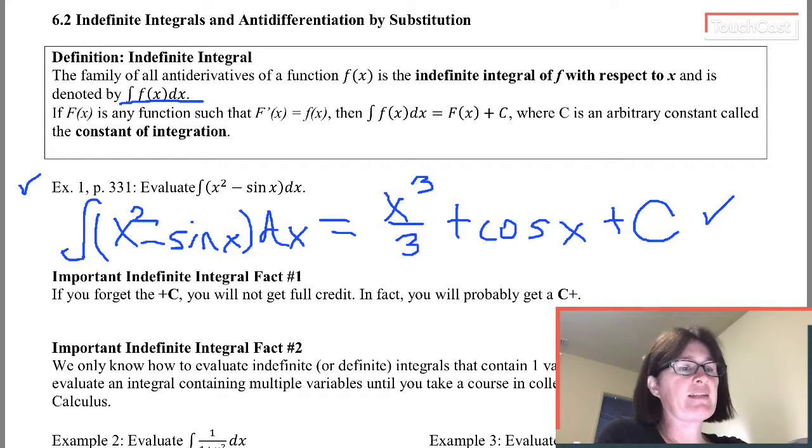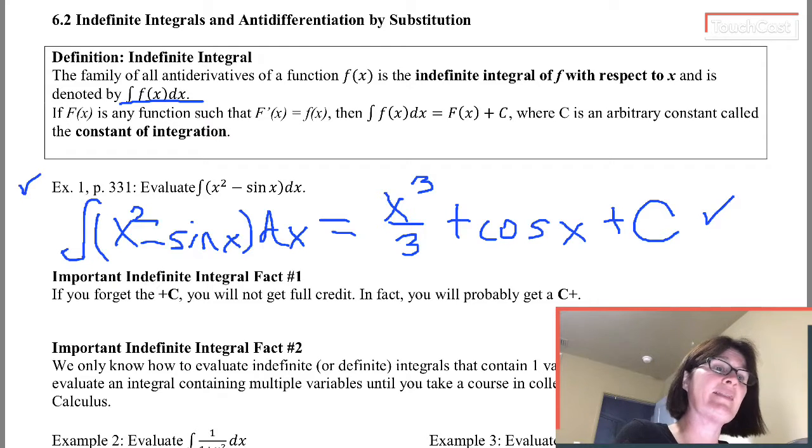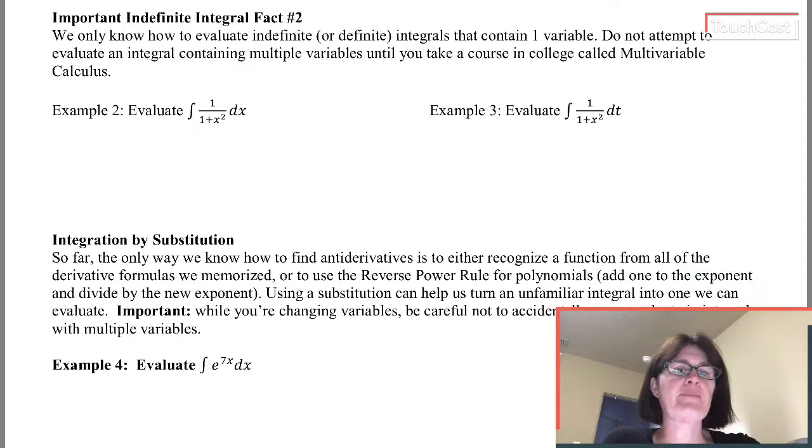So at this point, I often get the question, does it matter if I forget the plus c? It absolutely matters if you forget the plus c. If you do not remember the plus c, you will not get full credit. And it's going to really throw you off for any next steps that happen to come.